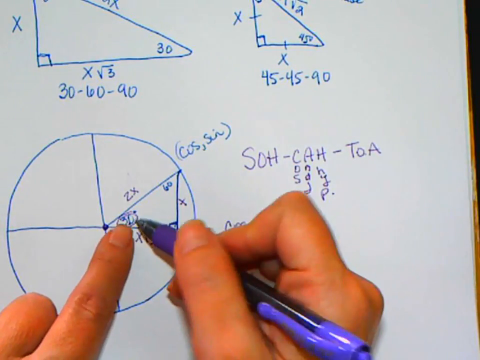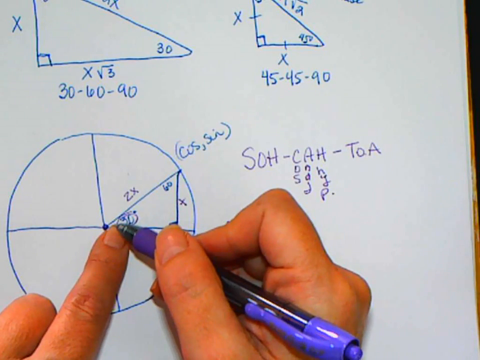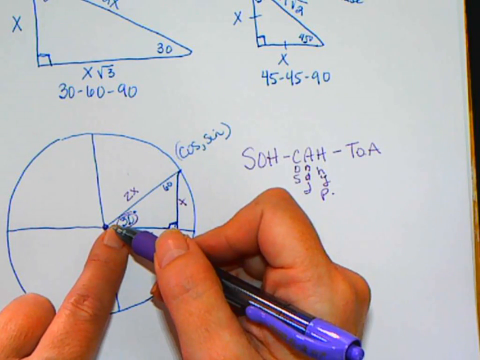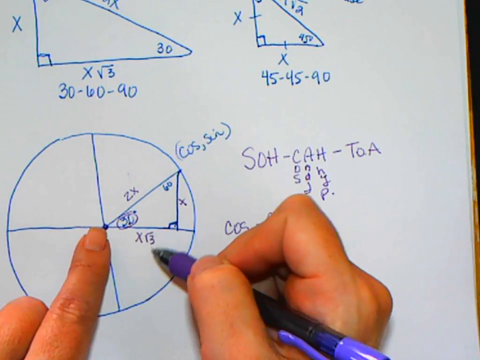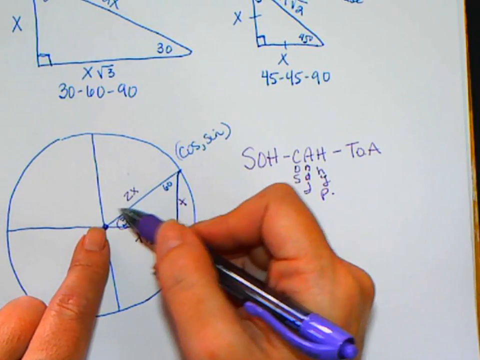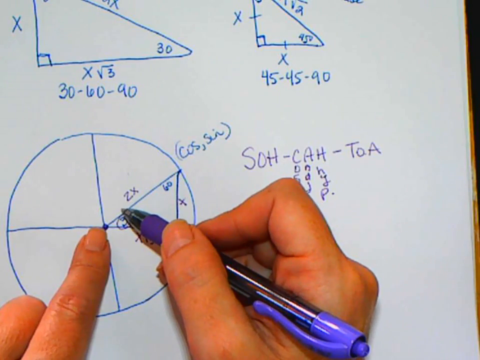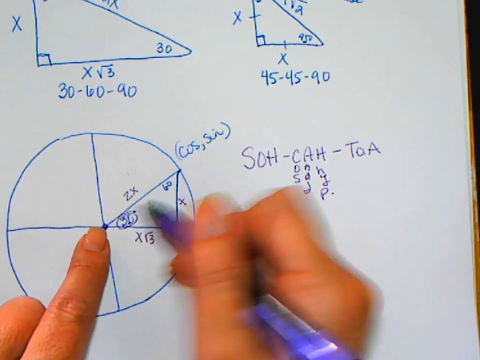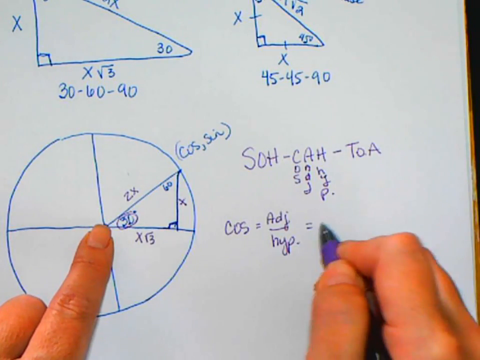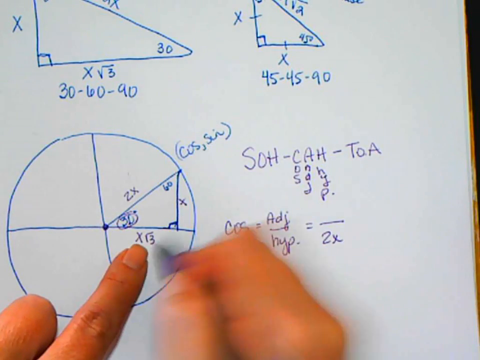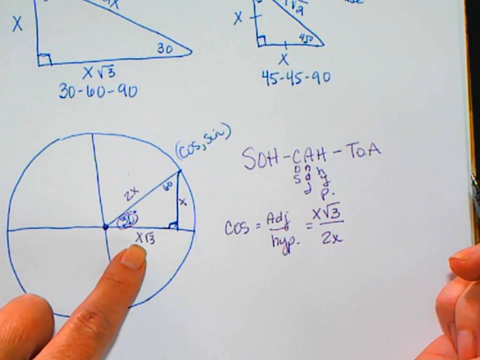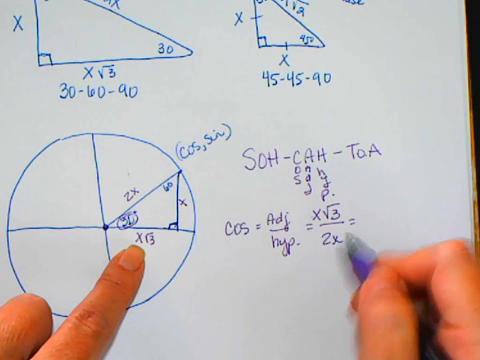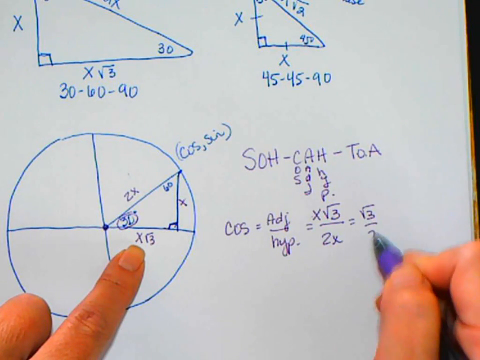Now, remember, two sides that make up an angle, they're both adjacent. But in this case, you're like, well, they're both adjacent. Which one do I pick? Whatever side is the hypotenuse can't also be called adjacent. We just call it the hypotenuse. So if the 2x has to be the hypotenuse, then the other side will be the adjacent side. So my x's will cancel, and I'll be left with the square root of 3 over 2.